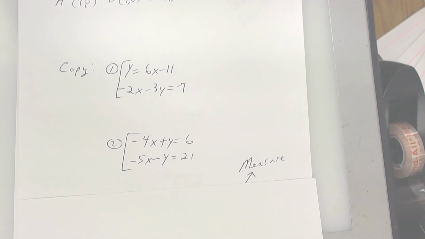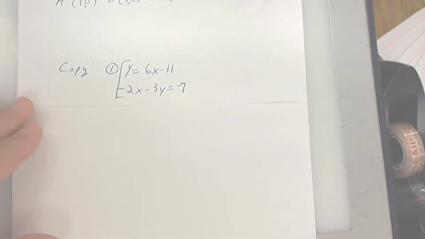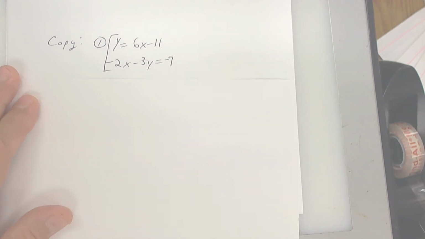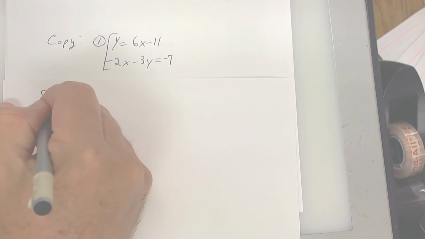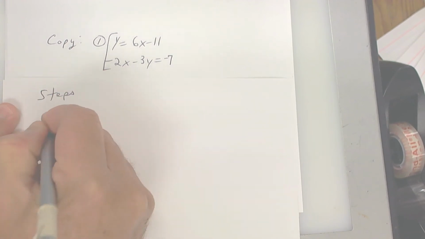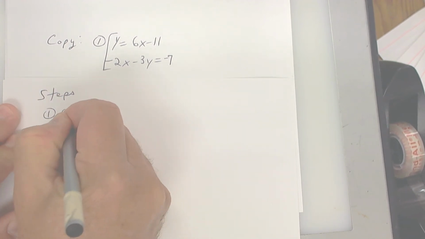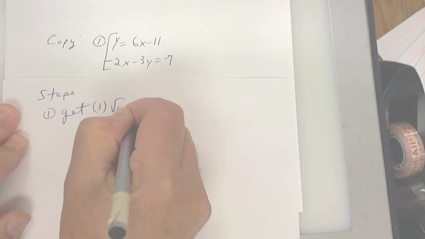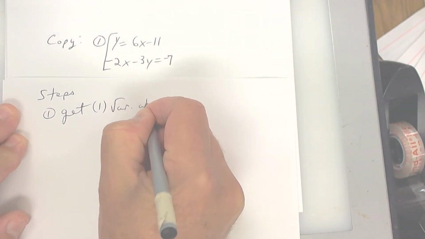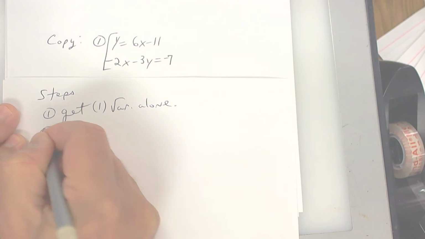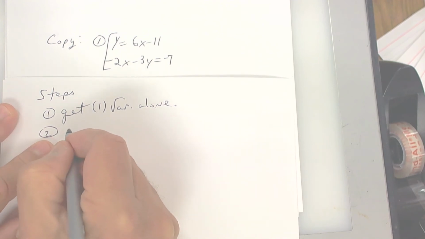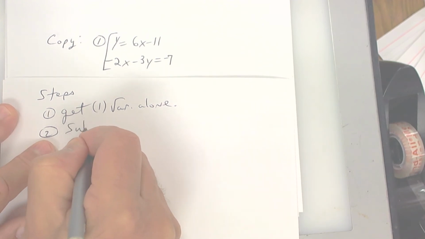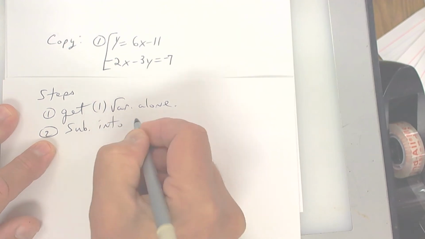All right, let's take a look here. You're going to learn a method called substitution. Okay, now you were taught this in Algebra 1. Some of you learned it, some of you forgot it, some of you didn't learn it at all. So pay attention. Steps. Number one, get one variable alone. That's step one. Step two, plug or substitute into other equation.